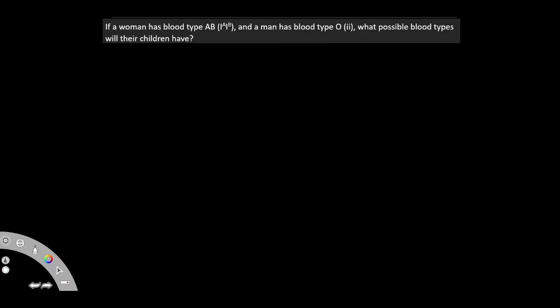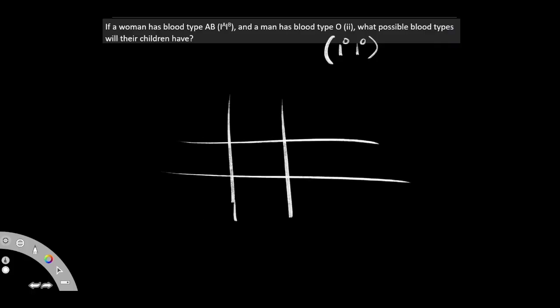Alright, so let's try this question together. If a woman has blood type AB, okay, so IAIB, and a man has blood type O, IOIO, okay, I know they didn't put IOIO there, but you probably should, so this should be IOIO, okay? What possible blood types will their children have? So let's put another cross. And let's put the woman over here. So IAIB, and the man blood type O, IOIO. Put them together, IAIO, IAIO, IBIO, IBIO.